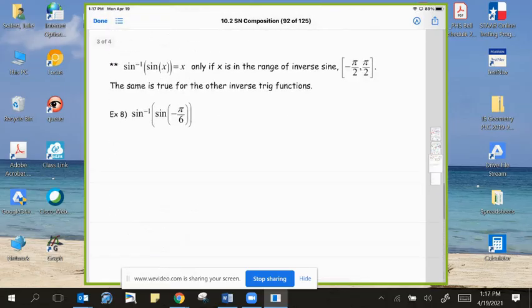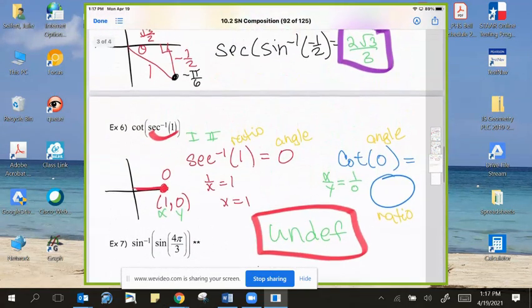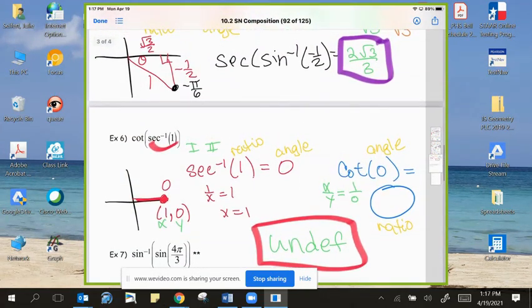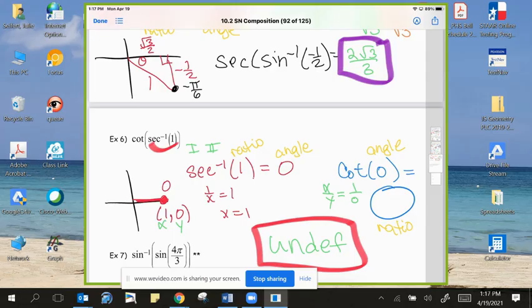There are some more examples here, and the worked-out key that I will put on Classroom will have those. But that's all for notes unless y'all have any other questions today. Are we good?